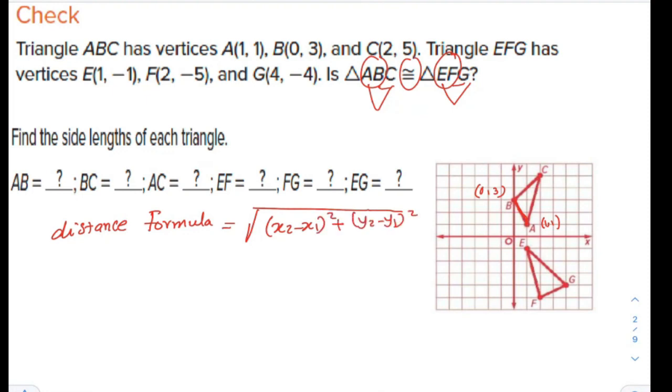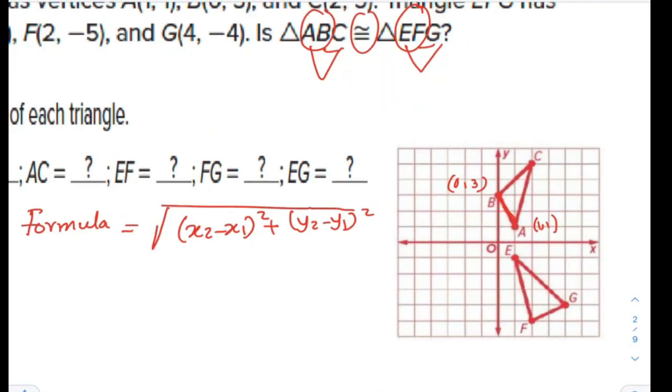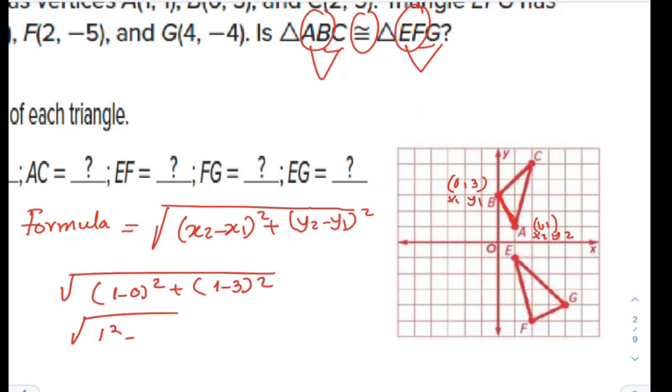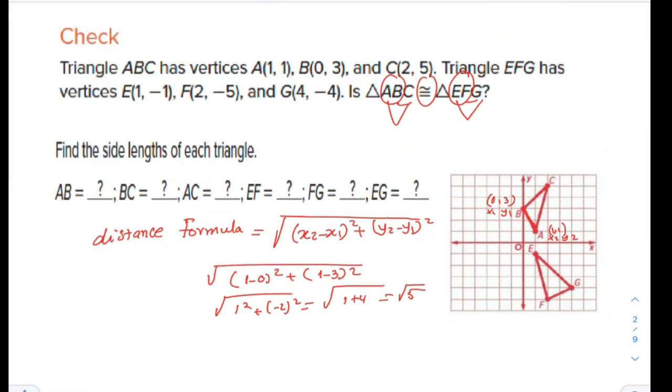The distance formula states that we have the square root of (x2 minus x1) squared plus (y2 minus y1) squared. It's used to find the distance between 2 points in the coordinate plane, or the length of the segment in the coordinate plane. So we can assume that this is (x1, y1) and this is (x2, y2), and let's apply. So x2 minus x1, 1 minus 0, all squared, plus y2 minus y1, 1 minus 3, all squared. So it is 1 squared plus negative 2 squared, which is 1 plus 4, which is the square root of 5. So AB is the square root of 5.